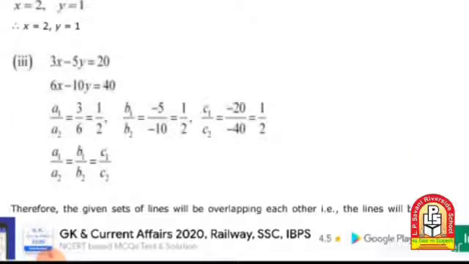And 3x minus 5y is equal to 20 and 6x minus 10y. Here also we have to do it, there are three kinds of lines. First one is intersecting lines, second one is parallel lines, and third one is coincident lines. So for these three kinds of lines we have to find the solution by this method. So cross multiplication is useful for these three cases also.